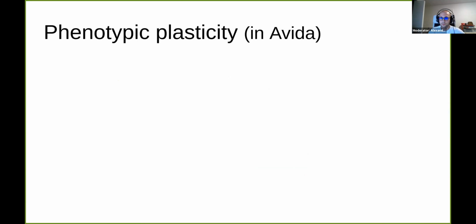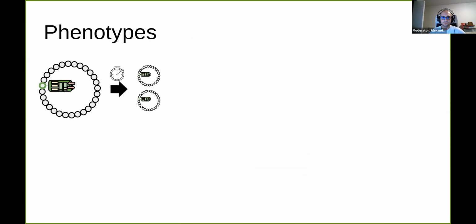And so let's talk a little bit about plasticity in Avida. To do that, we need to talk about phenotypes. In Avida, we're evolving these self-replicating computer programs. If you plop down one of these self-replicators inside of a digital environment and let it do its thing for a little while, it will eventually produce some offspring.